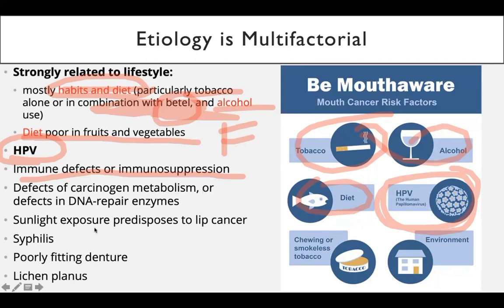Sunlight exposure, because UV rays predispose to lip cancer. Syphilis, poorly fitting denture. What is denture? Braces, the metallic wire or braces used to align your teeth. So dentures. Lichen planus is also in the last slide. In the last class, we studied pre-malignant lesions, which can change into malignant lesions.